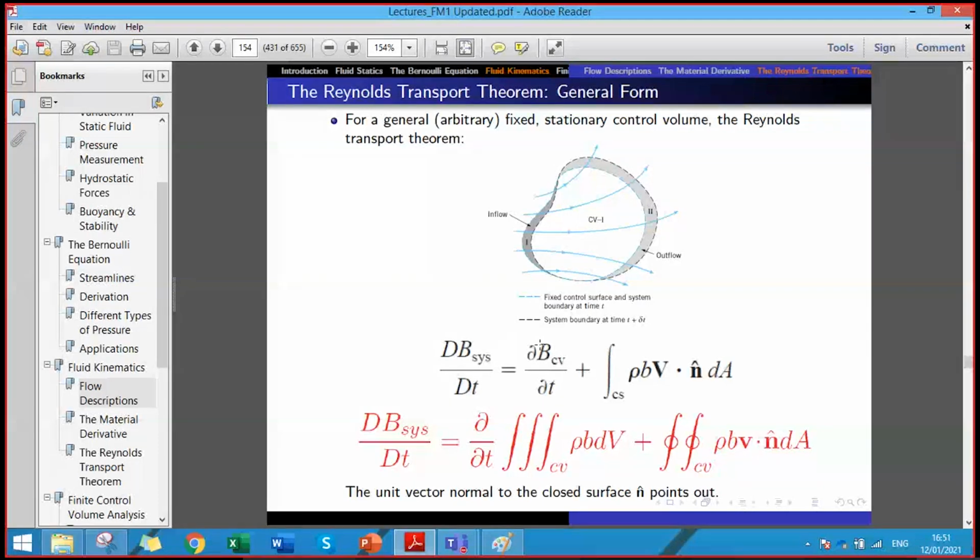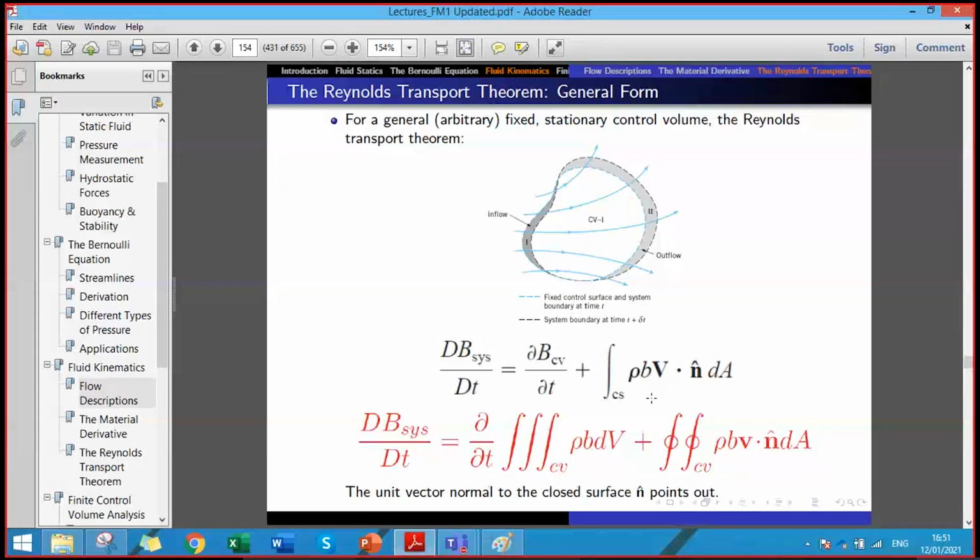If the flow is steady, it means that there is no change in the control volume with respect to time. This first term would be 0. There will only be a change in the system because of the inflow and outflow, right? Is it clear? Yes, sir.